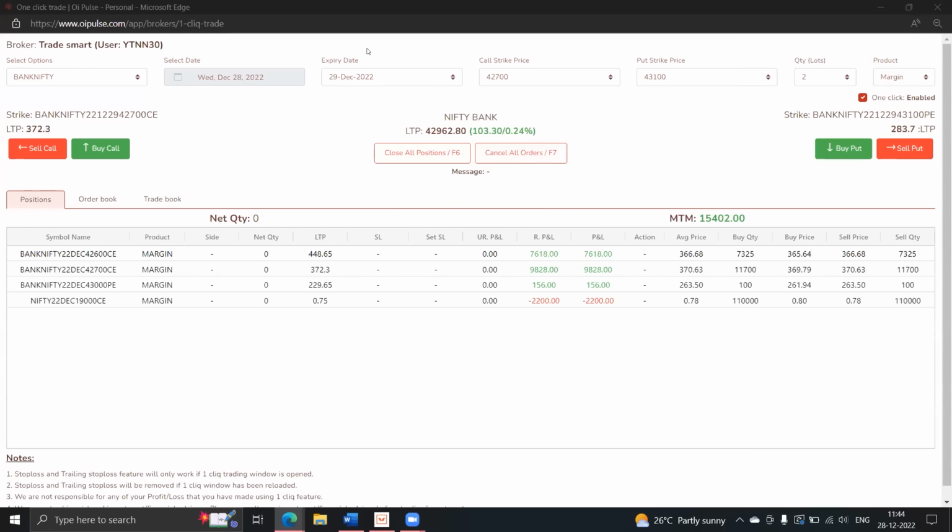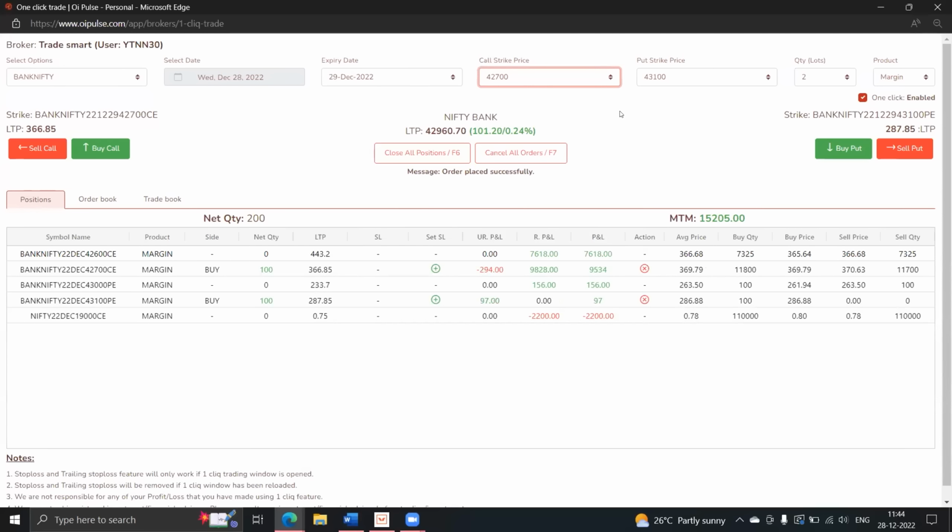Now, imagine you are taking positions around 42,700. You have taken some position and you have also taken a put. Look at this, simultaneously I'm taking a call and a put. We have bought around 650 quantity of call and 650 quantity of put. If you want to square off both at the same time because you have multiple positions, click on this, close all positions. It will close both positions together. So you don't need to worry about it.